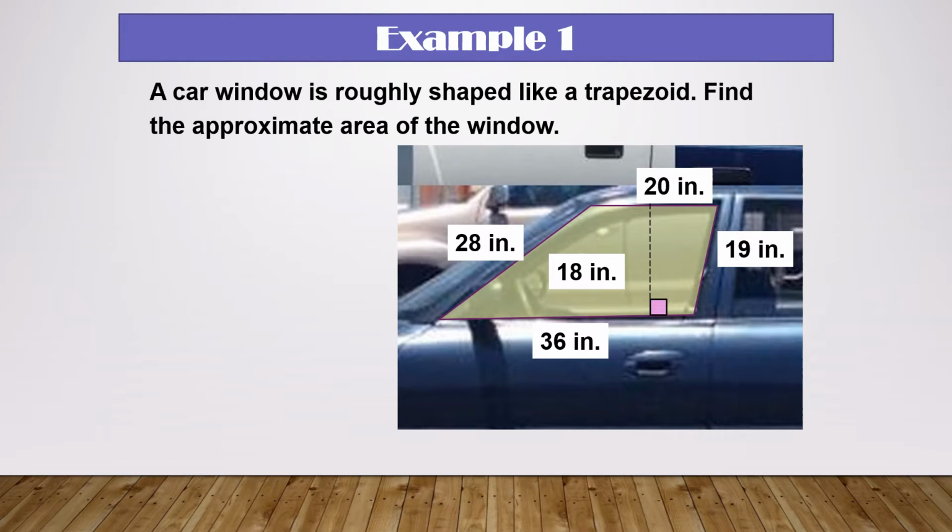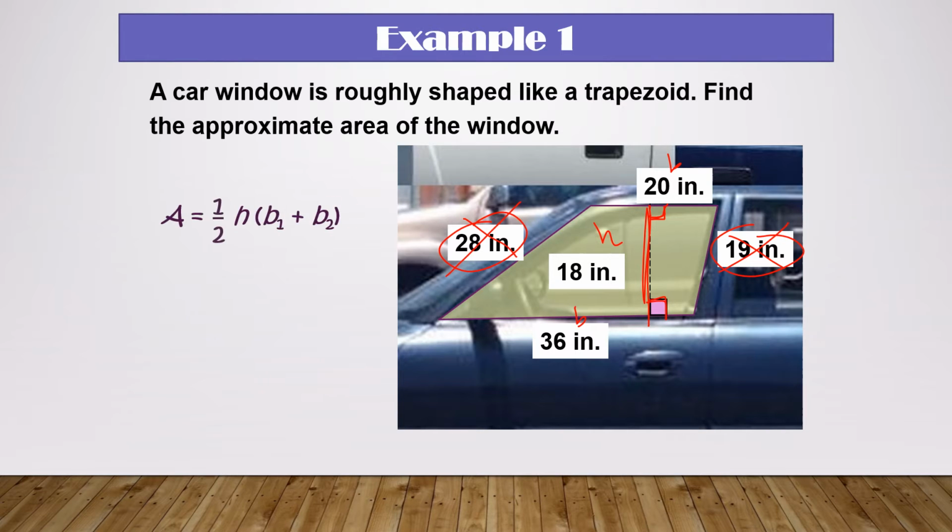Okay, so a car window is roughly shaped like a trapezoid, so we are going to find the approximate area of this window. The height is perpendicular to both bases, so if it's perpendicular down here, it has to be perpendicular here. So this would be the height, and these are the bases. These values over here we are not going to use because they are not perpendicular to the bases, and they are not parallel with the bases. So those values are only needed when we do perimeter.